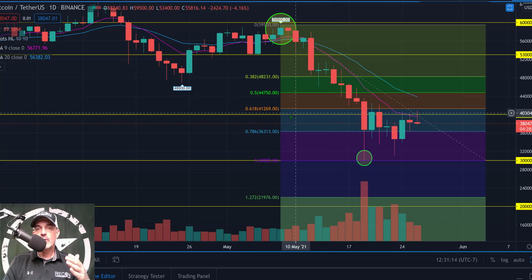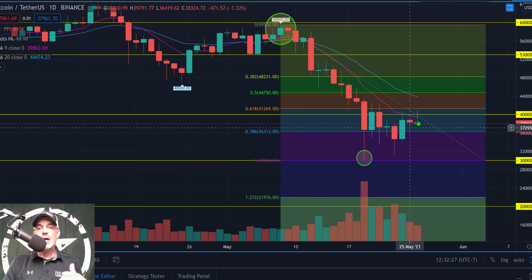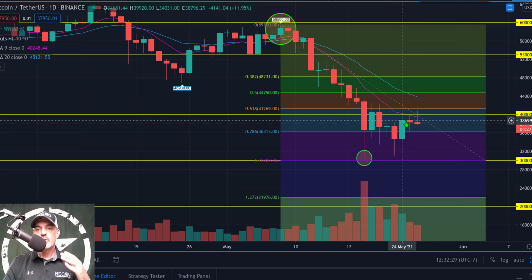And the first chart we'll take a look at today will be the Bitcoin USDT one-day chart on the Binance exchange. And right now we're seeing a lot of indecision actually between the bears and the bulls. There's a lot of battling going on to see who will take control of this price action.